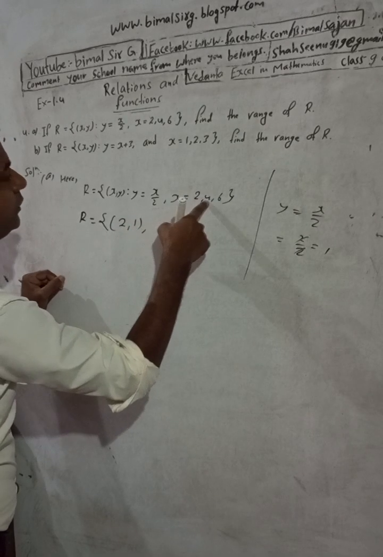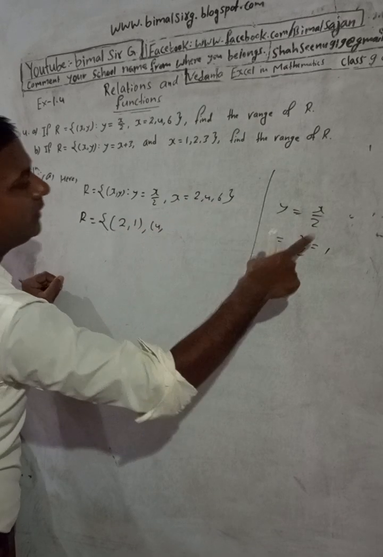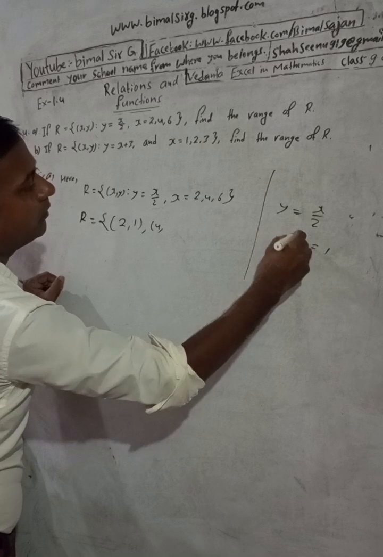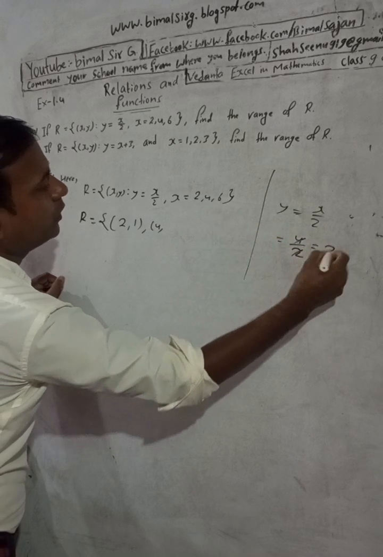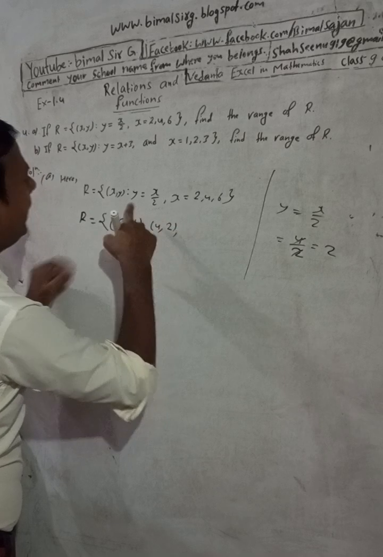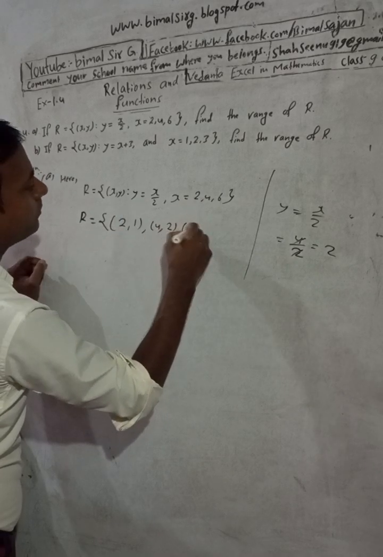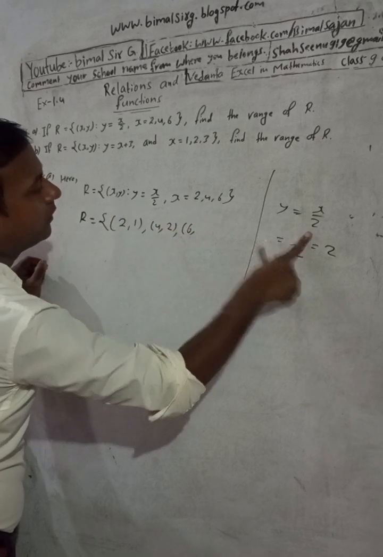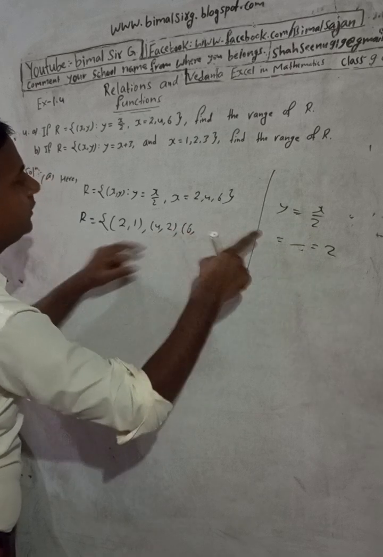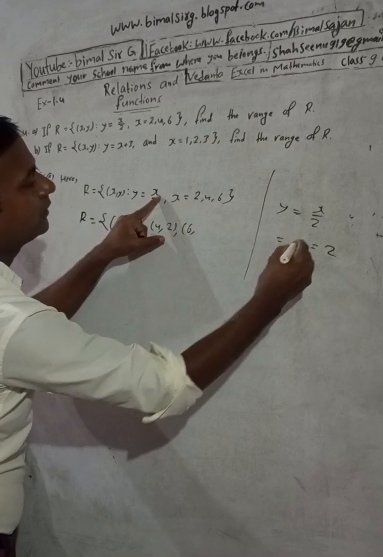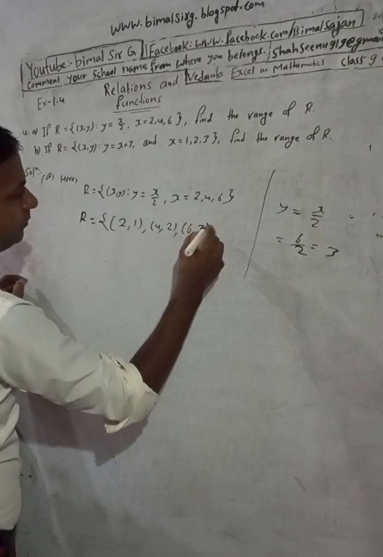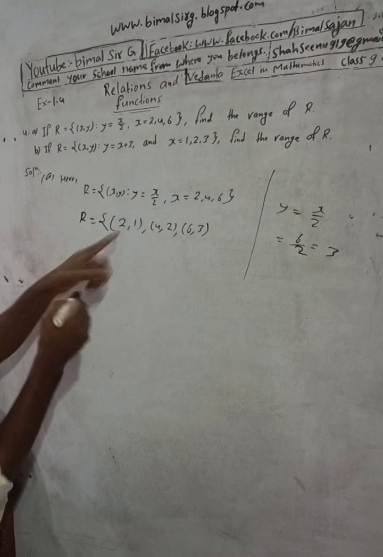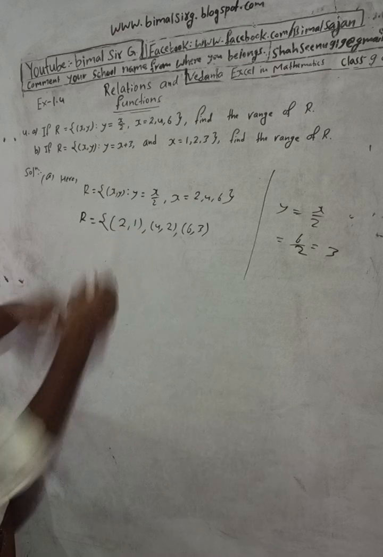Now if I take x equal to 4, then 4 divided by 2 will be 2. If I take x equal to 6, then 6 divided by 2 will be 3. That means y is half of x.